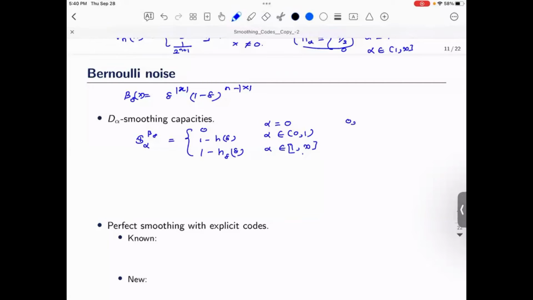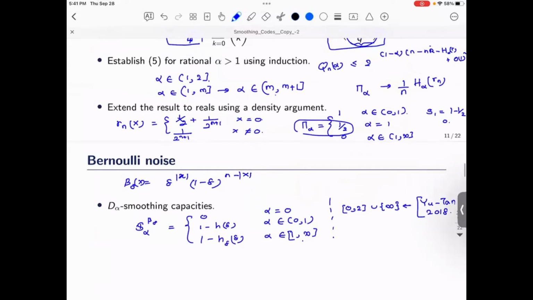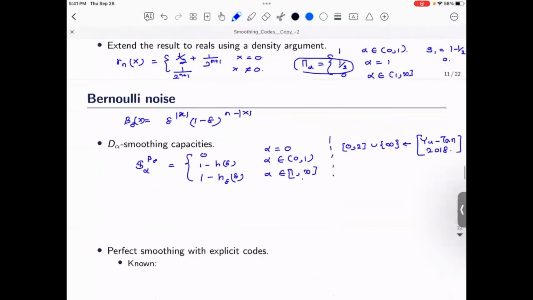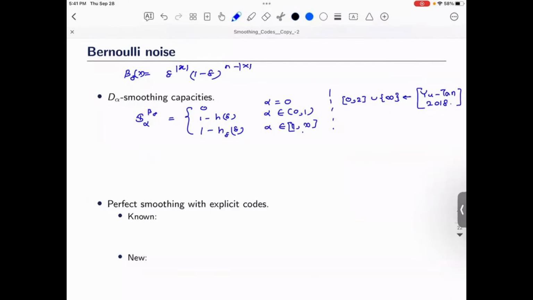Actually, this case was proven by Yu and Tan earlier, in 2018. But with the previous theorem, we cover what happens in this range of alpha. Anyway, it doesn't matter. So we know smoothing capacities for Bernoulli noise of all order alpha.